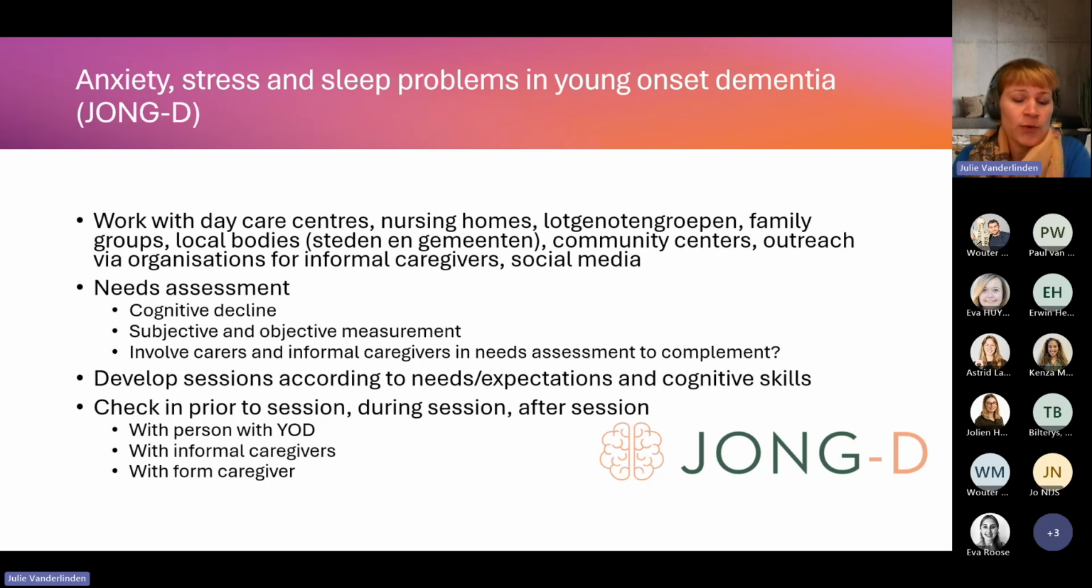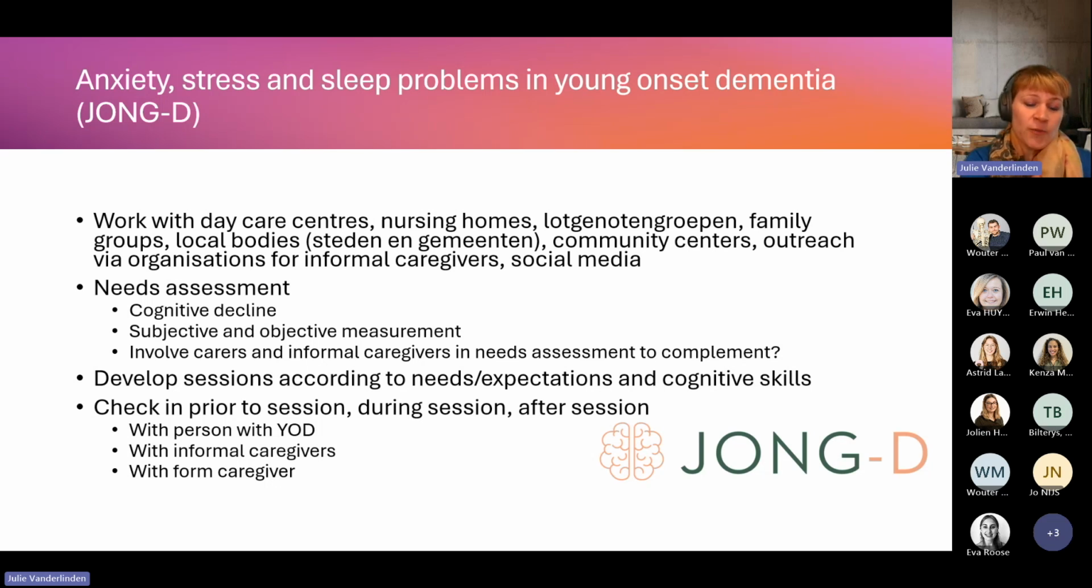So we asked the people with early onset dementia themselves, what do they still need, and what are their social and cognitive capabilities at that point, because you have a lot of cognitive decline and it goes faster when you have early onset dementia when compared to late onset dementia. So we asked them what they need, and specifically in terms of anxiety or stress or sleep problems that they might face. And we did not only do a needs assessment with the people with cognitive decline, but also with their spouse or children or a caregiver, formal and informal.